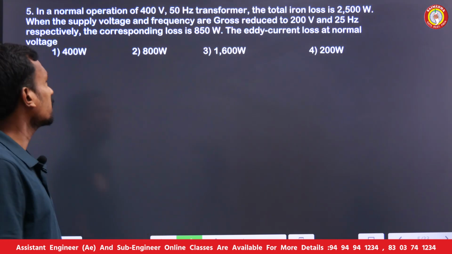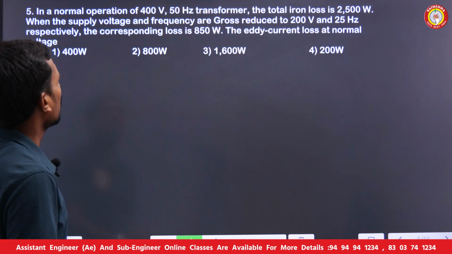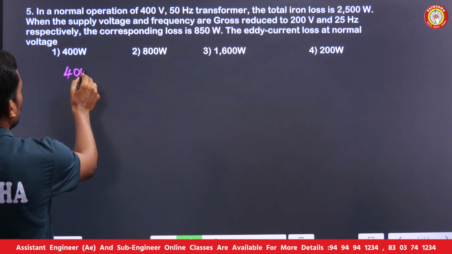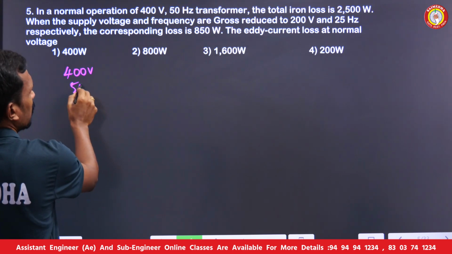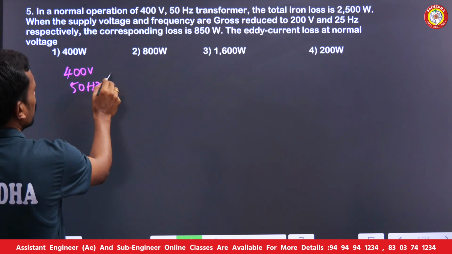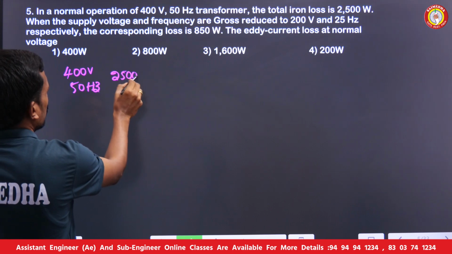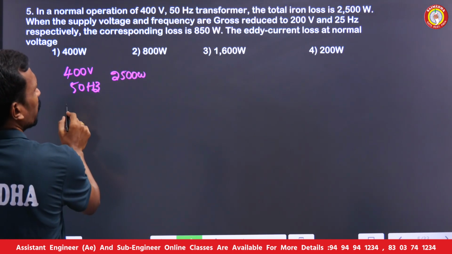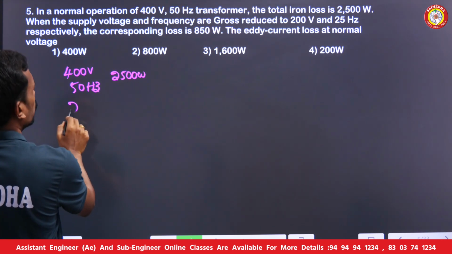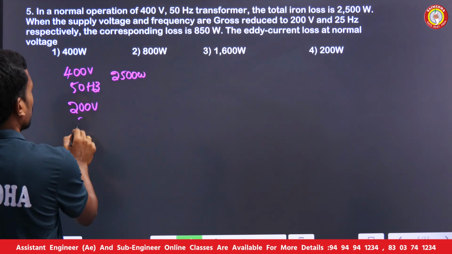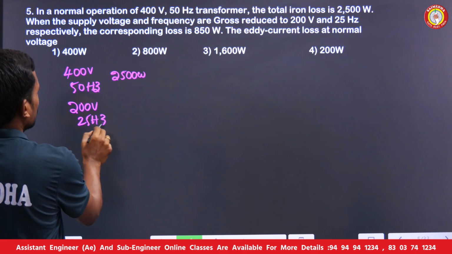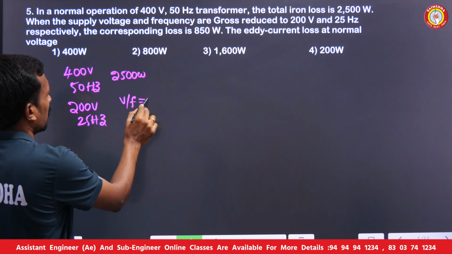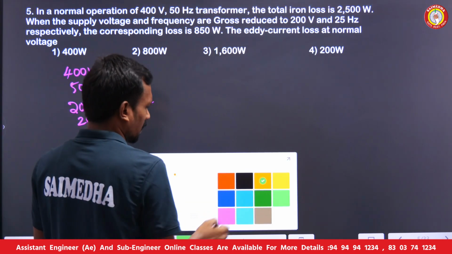Next slide. What is the question? In normal operation, 400 volts 50 hertz, the total iron losses are 2500 watts. When the supply voltage and frequency are reduced to 200 volts and 25 hertz, voltage and frequency are halved. When voltage and frequency are halved, V by F ratio is constant.